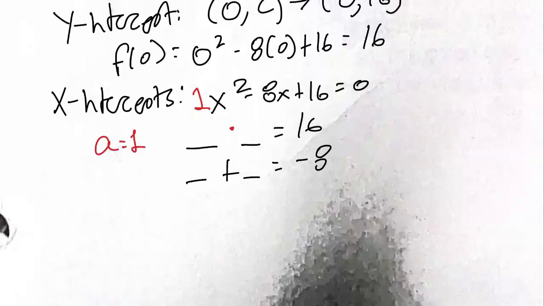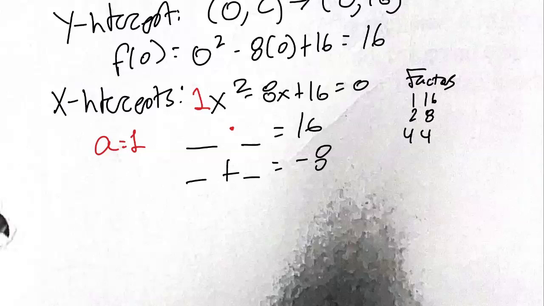So to find your two values, you just need to find the factors of 16. 1 and 16, 2 and 8, 4 and 4. And that's pretty much it. So out of these three pairs, you need to find two numbers that multiply to 16 and add to negative 8. The only pair is negative 4 and negative 4. Negative 4 times negative 4 is positive 16. Negative 4 plus negative 4 gives me negative 8.